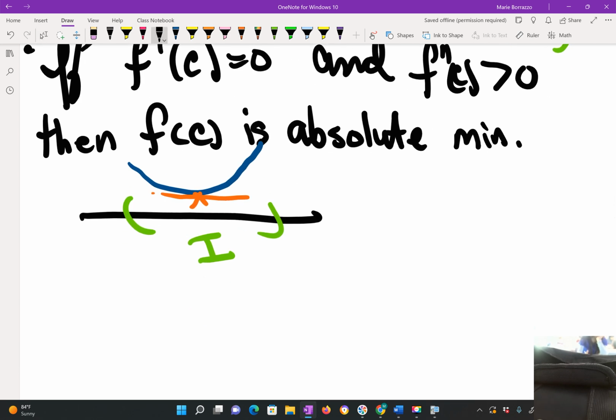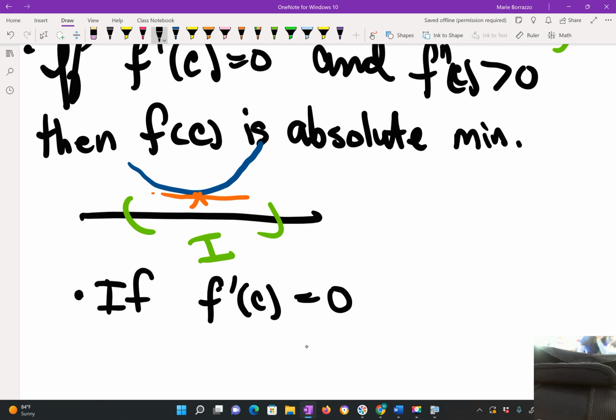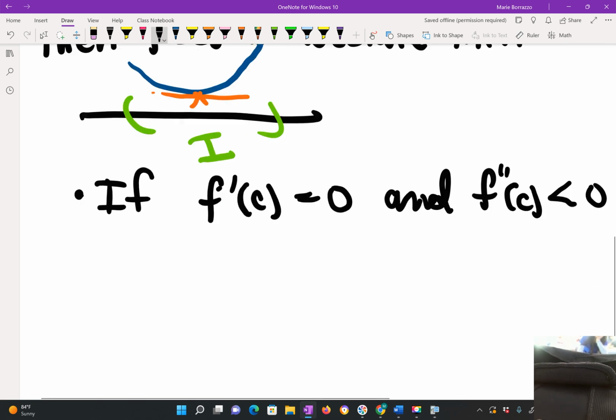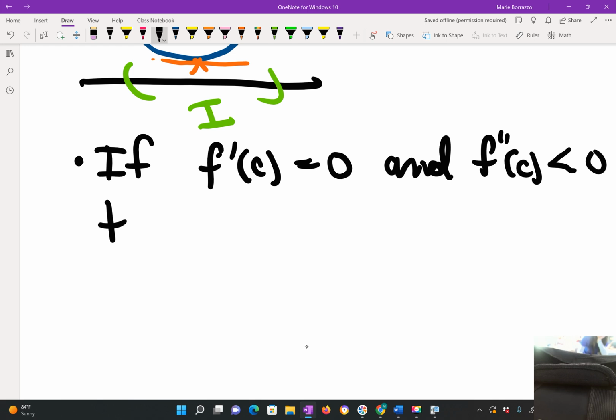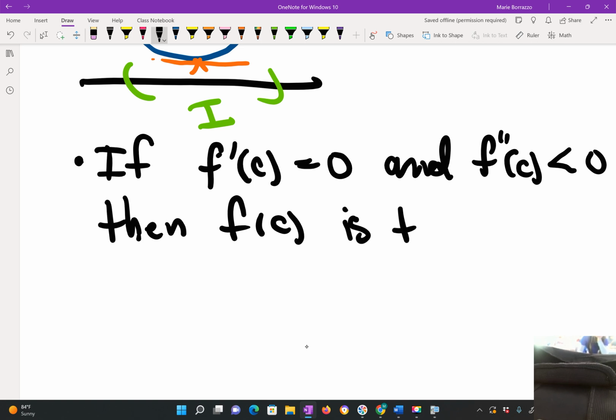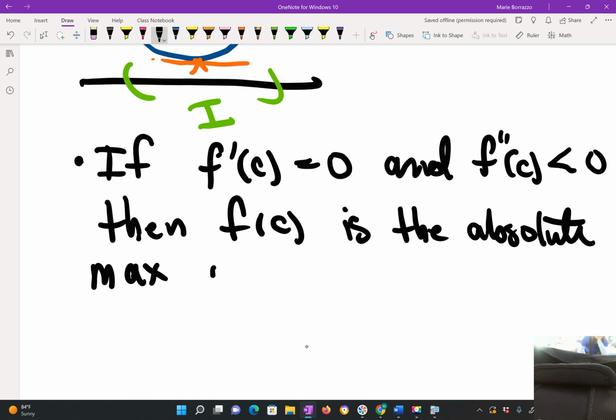Same thing as an argument if, and again, this is a point, if the first derivative of c is equal to 0, and the second derivative of c is less than 0, then f of c is the absolute max of f on I.